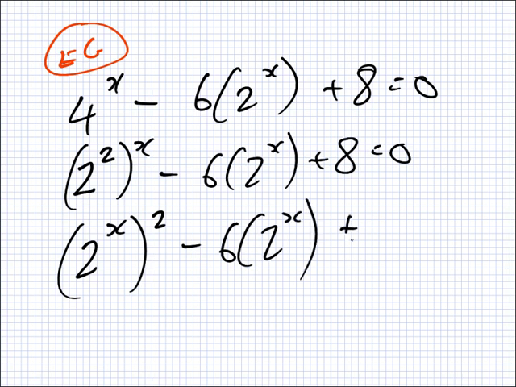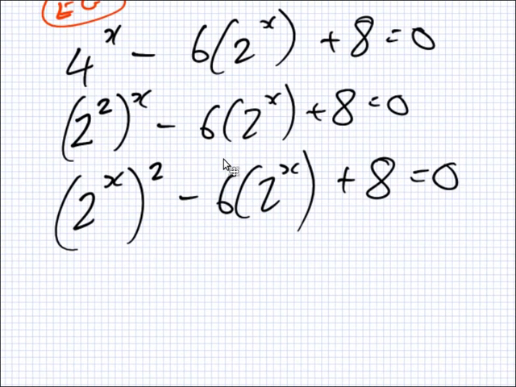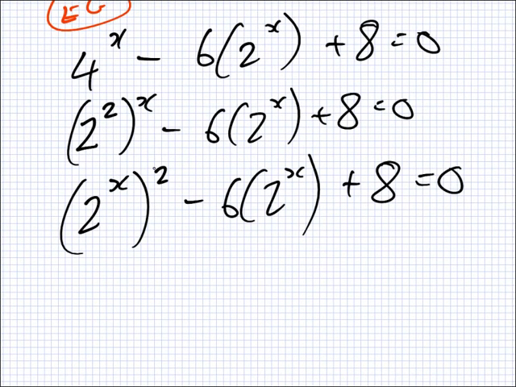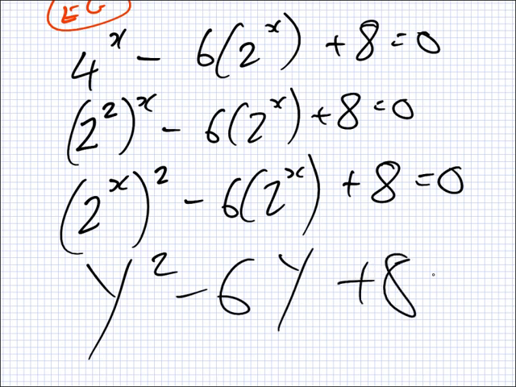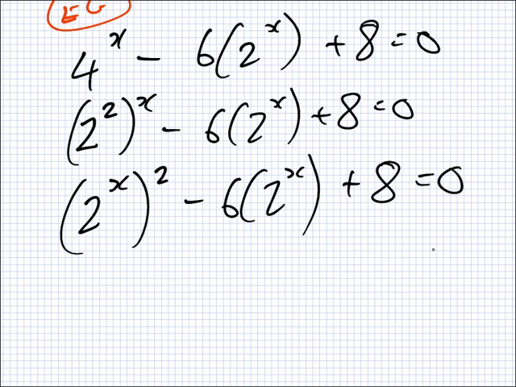Now, can anybody see what type of equation I have? Quadratic. Because look, it's a thing squared minus 6 times the thing plus 8. It's a quadratic. You know, you have something squared minus 6 times the something plus the 8. It's a quadratic. Except the variable isn't x. What's the variable? 2 power x. Yeah. So if I factorize it, it will be like this.